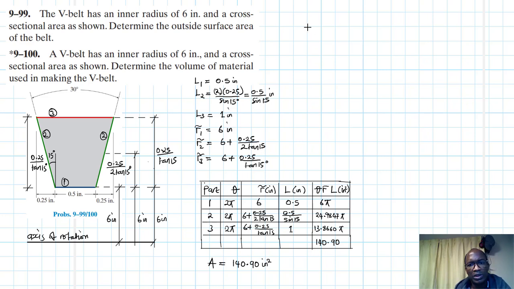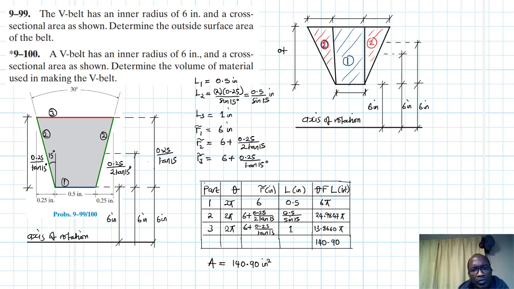So let's draw this once more. This is equal to 0.25 divided by tan 15. This is 0.5. This is 0.5. This is 0.25, and so is this. Great. So for the first one, this one is just going to be equal to half this height, 2.5 divided by 2 tan 15 degrees.